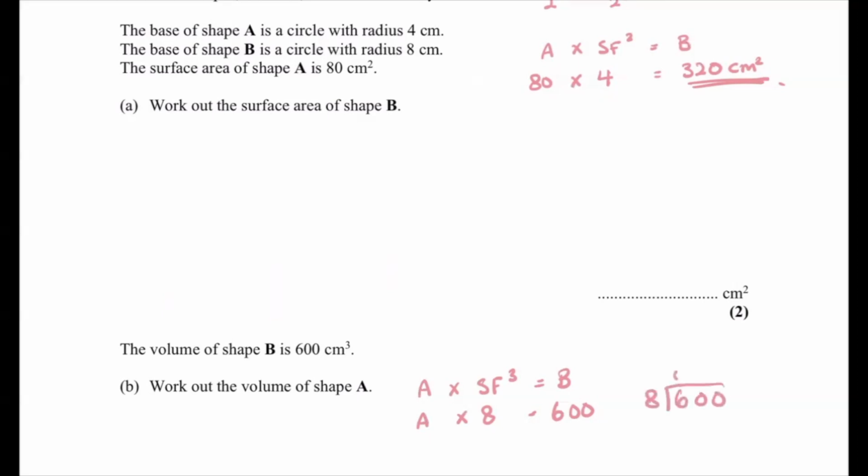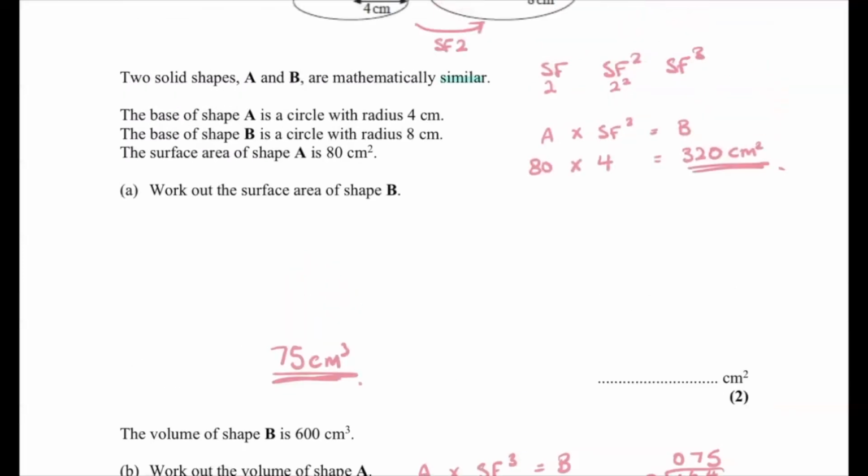So 8's into 60. Well, 8's into 6 don't go. Follow it through into the 60. That will go 7, remainder 4. And 8's into 40 go 5. So our answer for that one is, and I'll just pop it here, 75 centimeters cubed. This is the magic without a doubt, guys. This is the magic. So get that keyword to trigger this.